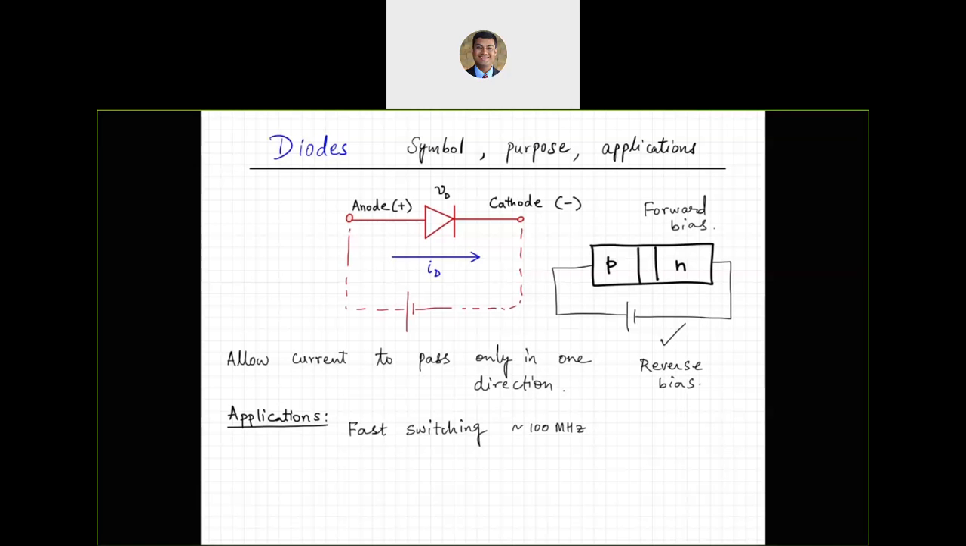What else? We have rectification, voltage rectifiers. What does that mean, rectification? It simply means I can convert an AC current to a DC current, something that changes with respect to time to something that is constant with respect to time. So a rectifier is another application for a diode.